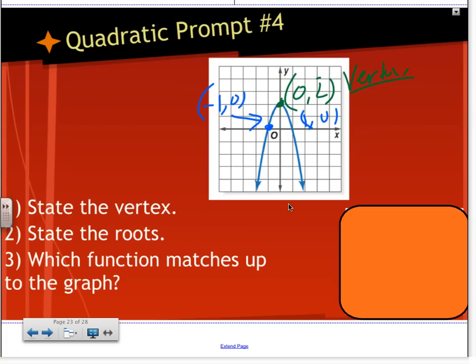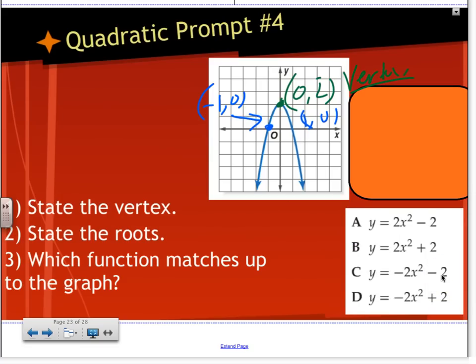And so I'm asking which function matches up to this graph. I have 4 functions right here. Any function up here, A, B, C, or D, could potentially be the function to the graph itself. Your job now is to determine which one is the correct one for the graph. C or D. Okay, now you said C or D. Based on that, why did you eliminate A and B? Because you said that if that thing goes down, it has to be a negative.